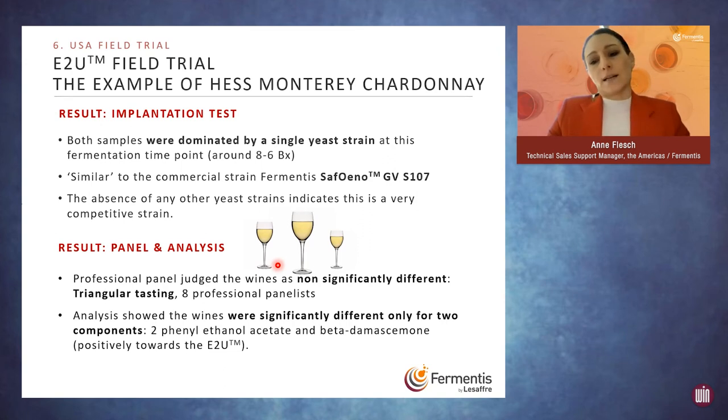And concerning the result of the panel and the aromatic compound analysis, the professional panel judged the two wines as non-significantly different with a triangular tasting. And that panel was made out of eight professional tasters. The analysis of the aromatic compounds showed no significant difference for 10 out of 12 compounds that were analyzed. Two showed some significant difference: 2-phenylethanol acetate and beta-damascenone, which were higher in the easy to use. That being said, in terms of sensory, the panel couldn't taste the difference between the two wines. So that was just a practical case done in the USA on a quite large scale.